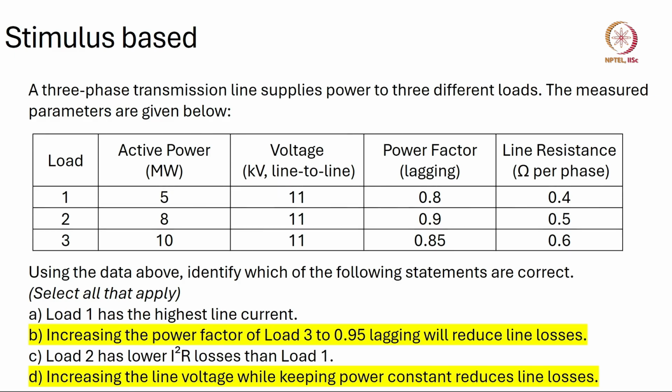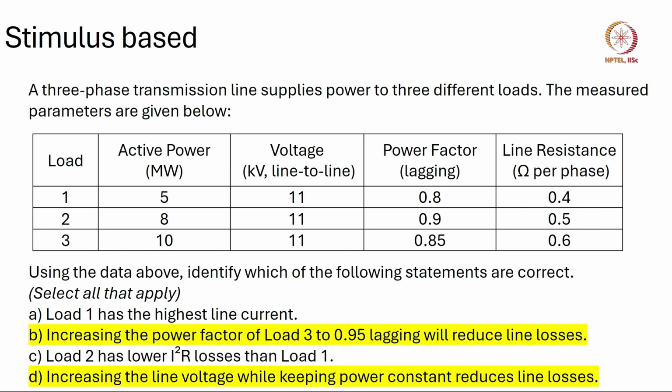A 3-phase transmission line supplies power to 3 different loads. The measured parameters are given below. So what is the student expected to do? The student uses this data and identifies which of the following statements are correct. Now you see 2 kinds of multiple choice questions are combined here. The stimulus is added, so it's a stimulus based question. Also, it is not a single correct, single selection multiple choice question. It is a multiple selection, so you have more than one correct answer for this particular question.